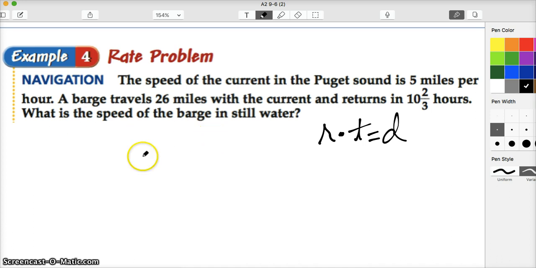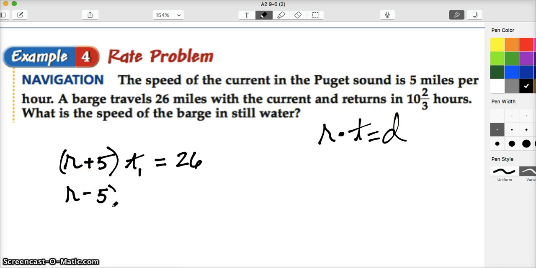We know on one trip, the barge travels at a rate of r, some rate, its regular speed, plus 5. Why plus 5? Because of the current pushing it forward. So r plus 5 times the time, whatever this time is, let's call it t sub 1, is going to give me 26 miles. So the barge travels 26 miles with the current and then returns against the current. So that's r minus 5 times t2, and that is equal to what? 26, because both directions it was 26.